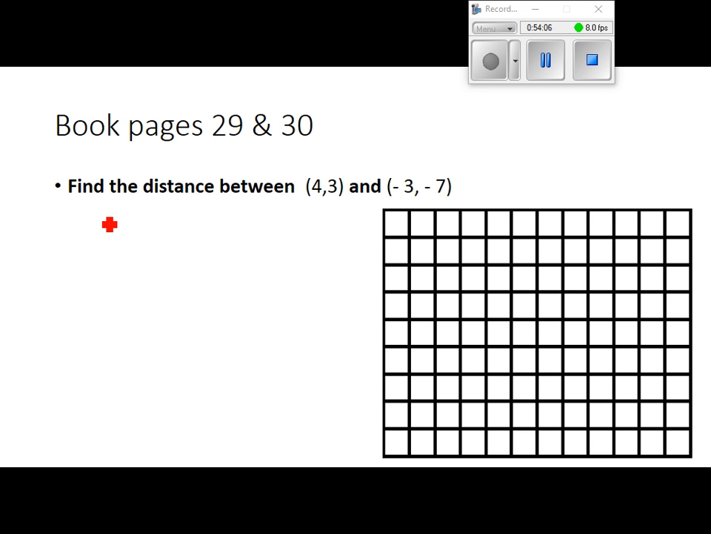You don't have to get in your books. All you've got to do is find this on your paper, and you're going to graph these 2 points: (4, 3) and (-3, 7). And we're going to find the distance in between them.